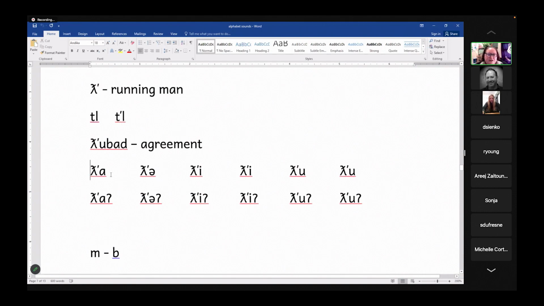So our sound chart: a, e, a, o, u. You'll know you're saying it right if, aside from spitting everywhere, you've got air coming out both sides of your tongue when you're making that sound. So let's do the glottal stops. A, e, a, o, u. A, e, a, o.